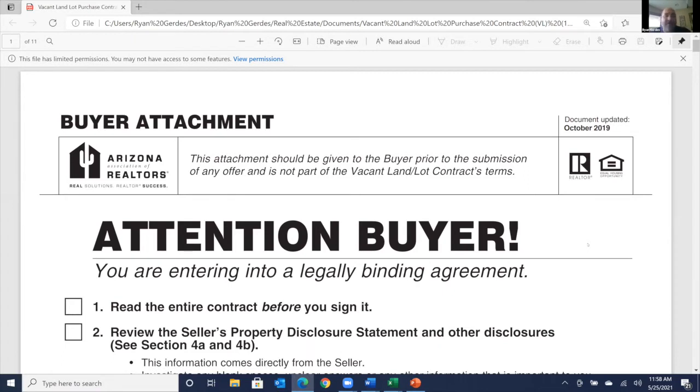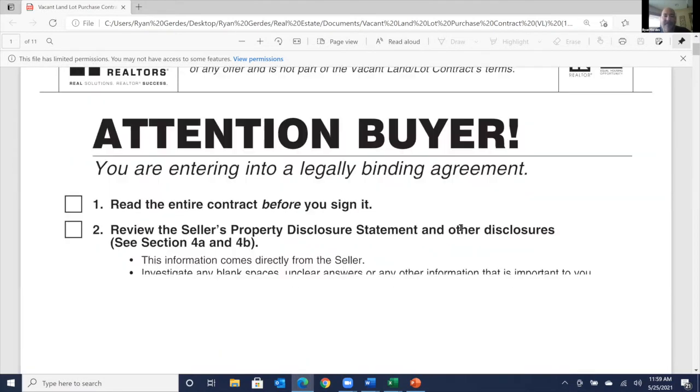I am going to be going over the vacant land and lot purchase contract today. So let's get started. This first page is going to be an intention to buyer page. Think of it as a table of contents.